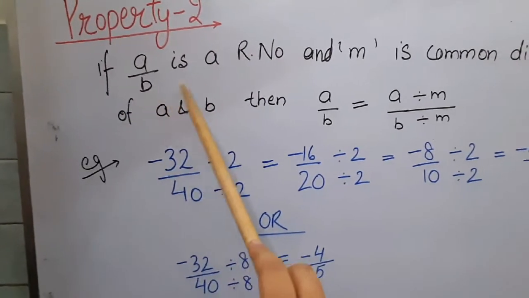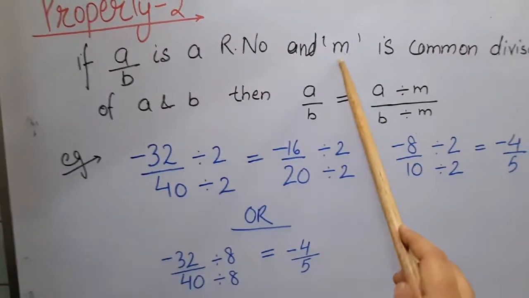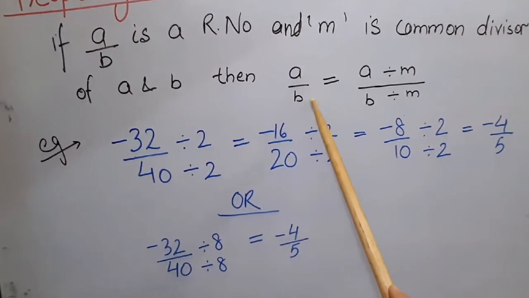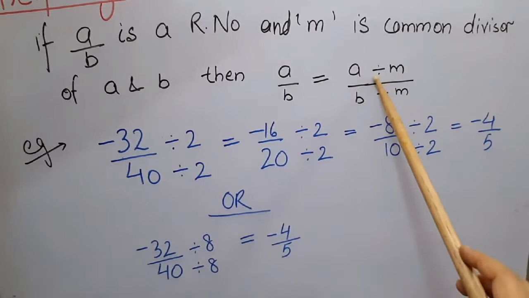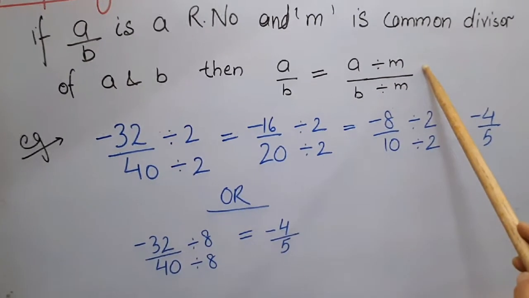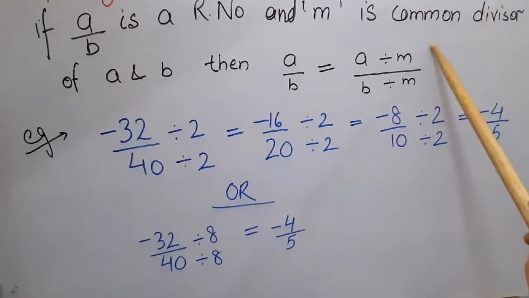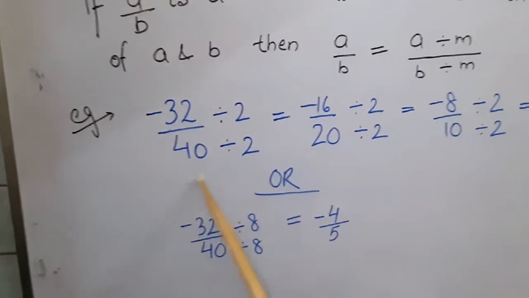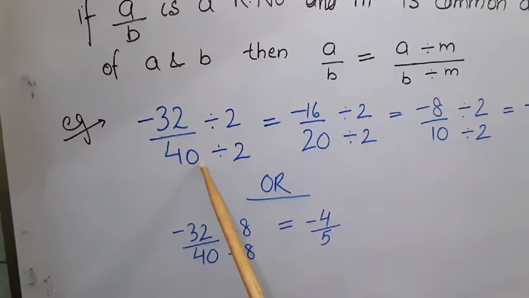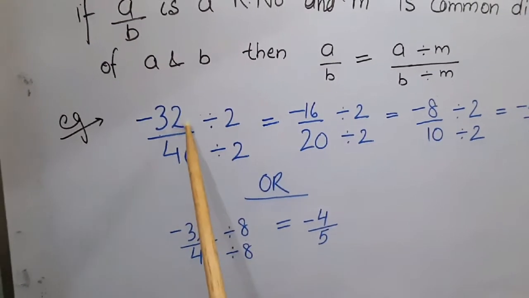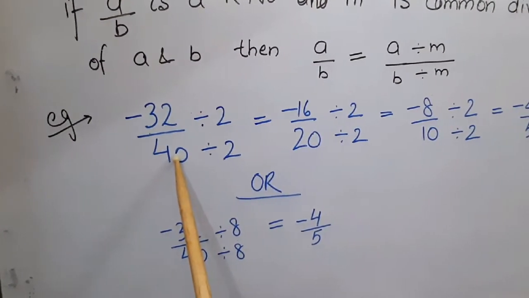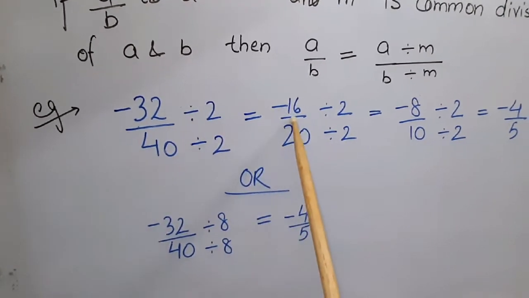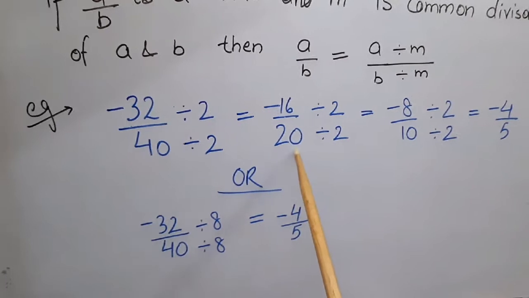Property 2. If a by b is a rational number and m is a common divisor of a and b, then a by b is equivalent to a divided by m upon b divided by m, in numerator as well as in denominator. Let's have a look at an example. Minus 32 upon 40. Since both the numbers are even numbers, we divide them by 2, which gives you minus 16 upon 20.